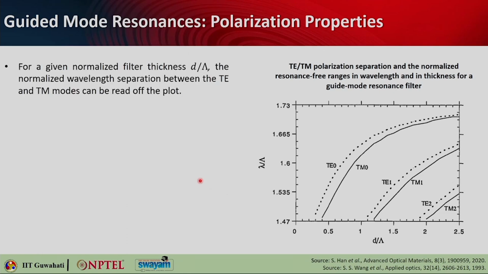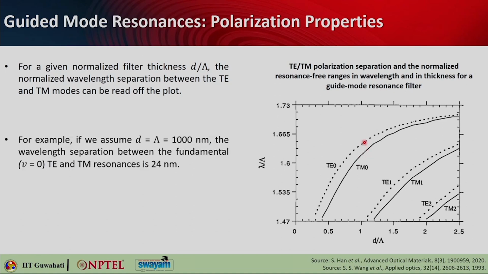So, for a given normalized filter thickness, okay, d over lambda, the normalized wavelength separation between TE and TM mode you can find from here. Okay. So, for a particular value you can find out what is the lambda separation for 0th order TM mode and 0th order TE mode. You can use this graph and find it out.